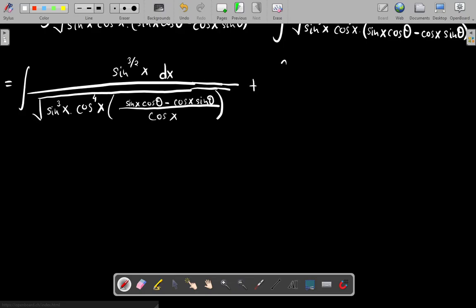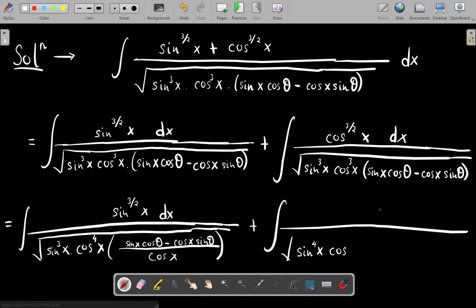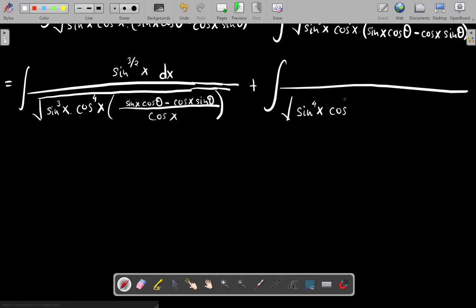For the other integral, what if I introduce an extra sin here? That is sin^4 x, and this is cos^3 x, so I need to divide by a sin x later on. So I'm keeping it as sin x cos θ minus cos x sin θ, the whole thing divided by sin x. This is inside the square root.